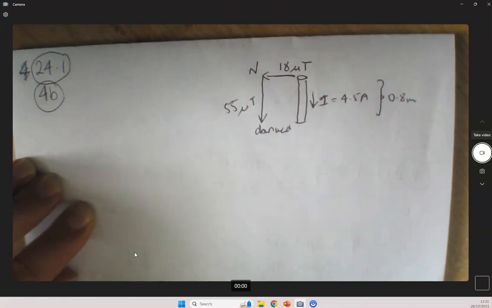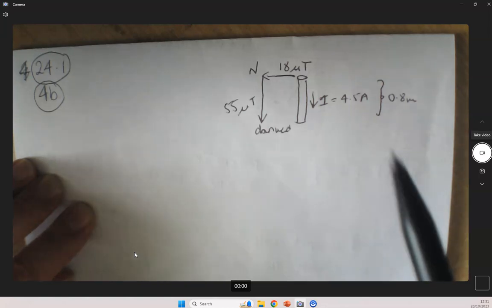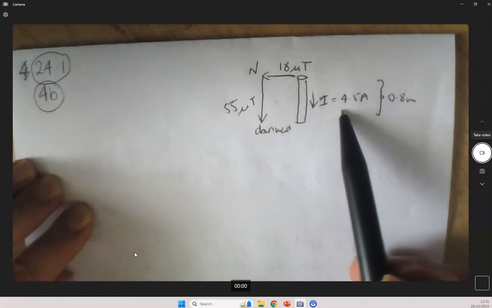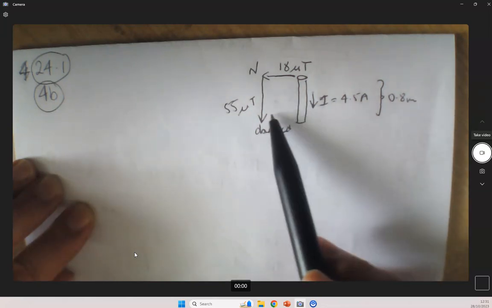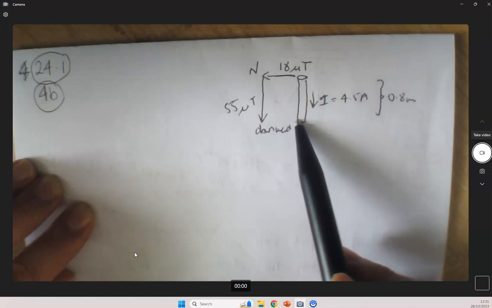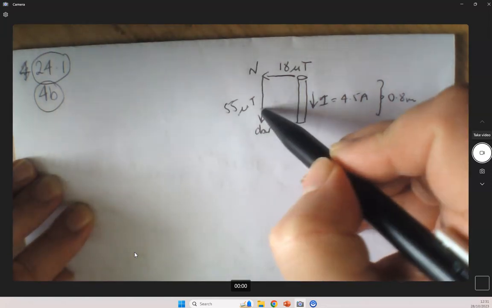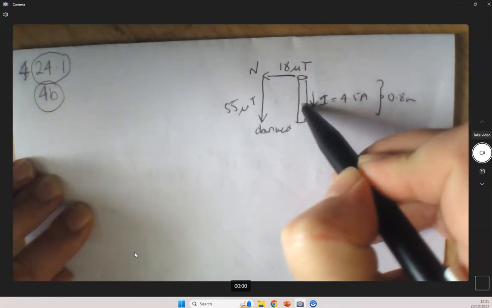And the actual length of that wire itself is 0.8 meters. Now, we've got two things to work out. We've got to work out the magnitude, and we've also got to work out the direction. Now, if I look at this, the first thing is for a magnetic field to have an effect, it has to be not parallel. So this magnetic field here is parallel to the current.